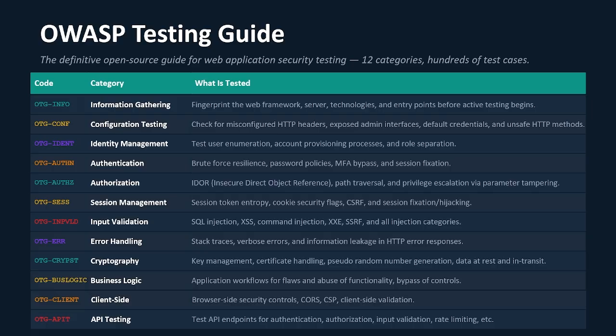There's also business logic, and there is some client-side testing as part of that. And then the final one is API testing, where you're testing the API endpoints, or application programming interfaces, for authentication, authorization, input validation, rate limiting, and all of that sort of stuff. So those are the 12 categories that OWASP generally manages. And again, there are lots and lots of test cases inside each of those categories.